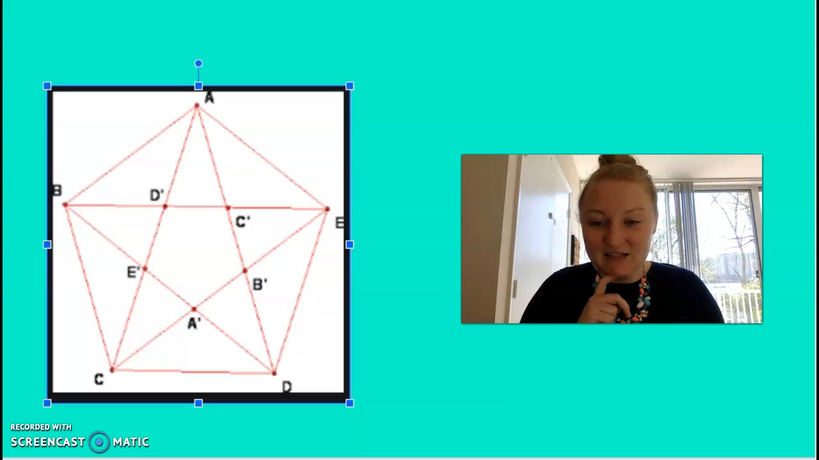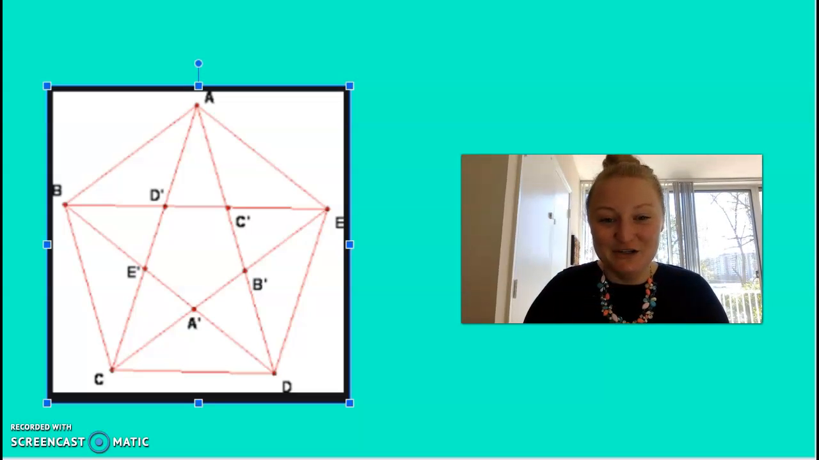Miles and Tyler, my challenge for you is to try to draw a star like that today. I miss seeing your star drawings. And then send it to me so I can see how you're doing.